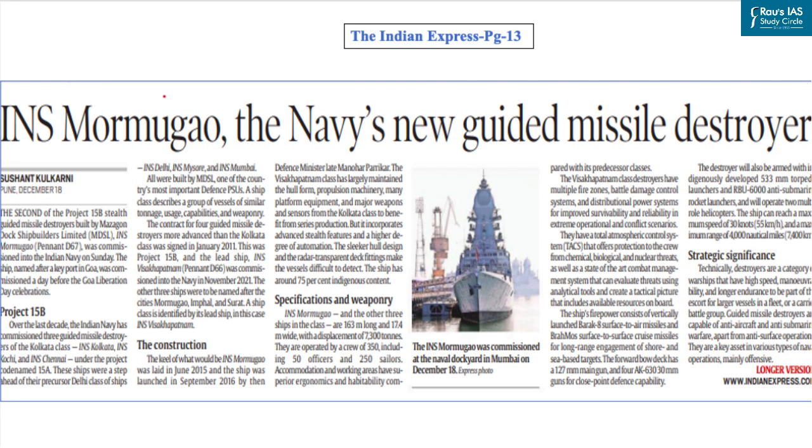Now, we have already discussed about INS Mormugao, but this article is also important as it talks about December 19, which is celebrated as Goa Liberation Day. The day is celebrated annually to mark the success of Operation Vijay, undertaken by the Indian Armed Forces to defeat Portuguese colonial forces and liberate Goa in 1961.